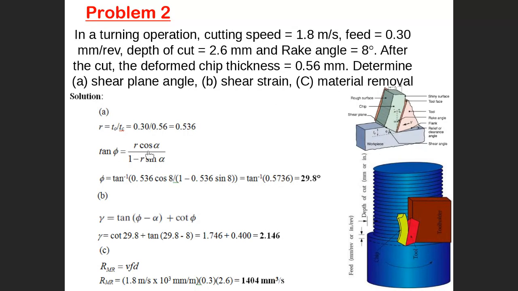Then tan phi equals r cosine alpha divided by 1 minus r sin alpha. We don't know r, so r equals t0 divided by tc. Please remember, t0 is 0.3, which is the feed in millimeter per revolution. Then 0.3 divided by tc, 0.56, gives you r, and then you get tan phi, and then phi. Shear strain, this is the equation you apply. Material removal rate is v f d, and then you can obtain the material removal rate.